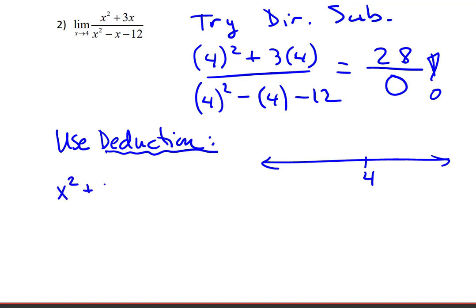I think we can do it here. We have x squared plus 3x in the numerator over x squared minus x minus 12 in the denominator. But those seem probably factorable. Look at the numerator.